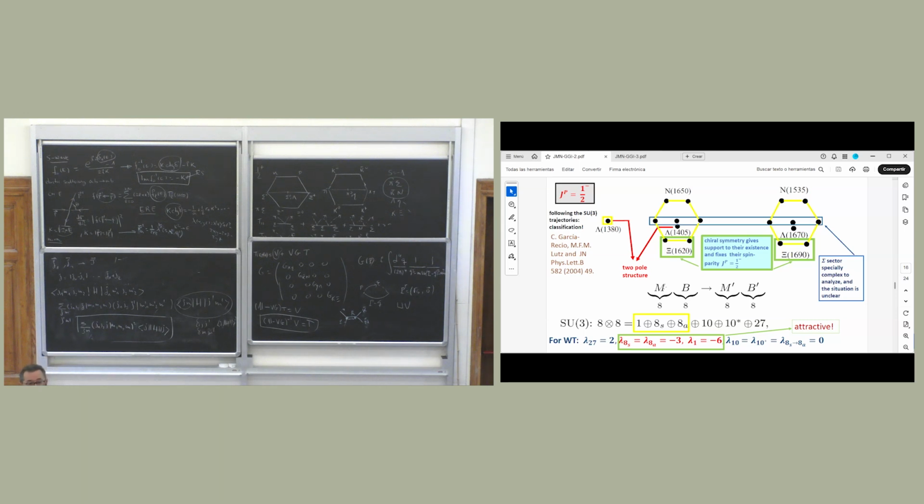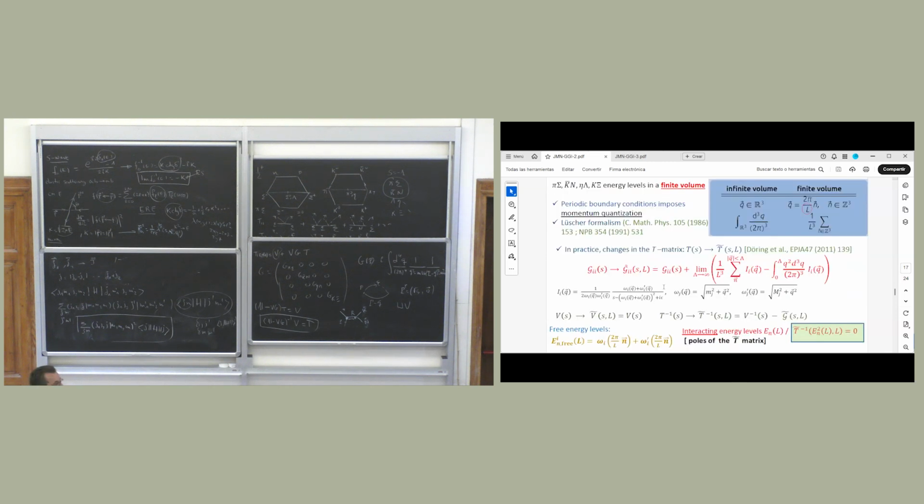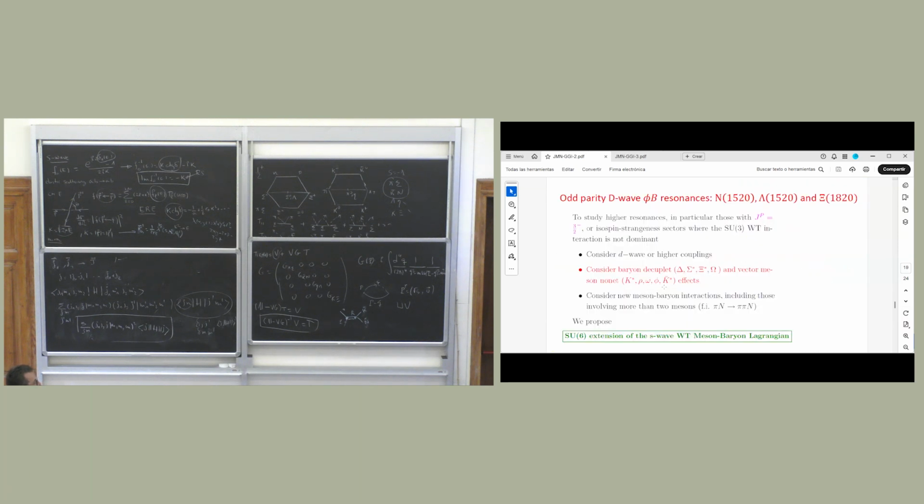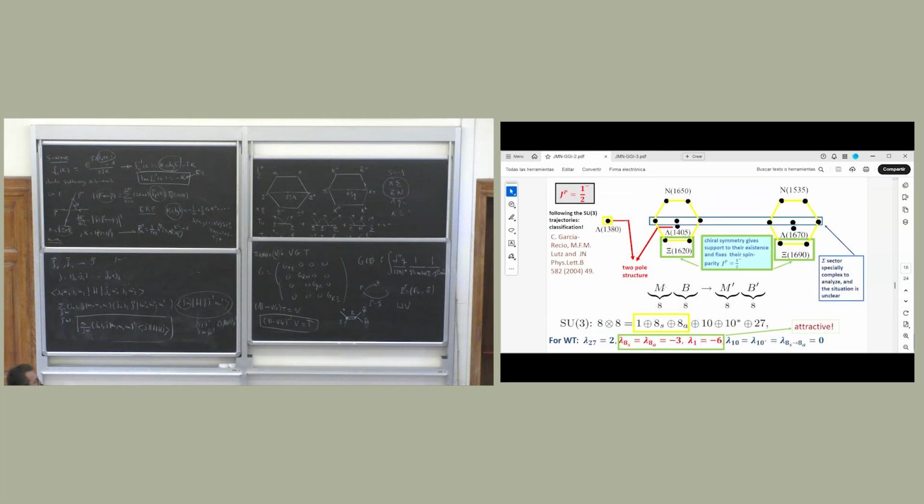Okay, so then what should I expect? I should expect two octets of resonances and a singlet of resonances. You remember that I found 3 lambdas. I put one lambda in one octet, another lambda in another octet, and then I have a singlet. And this is a consequence of chiral symmetry, the Weinberg-Tomozawa. Well, you break chiral symmetry, and that's the reason why I haven't.